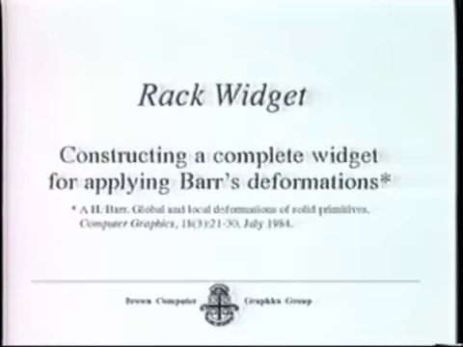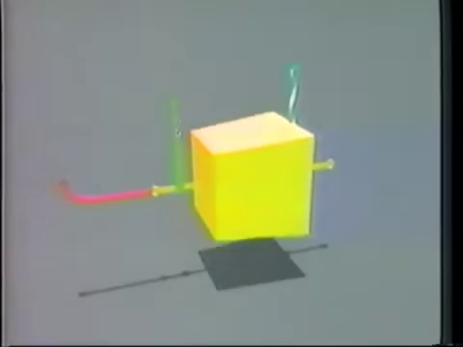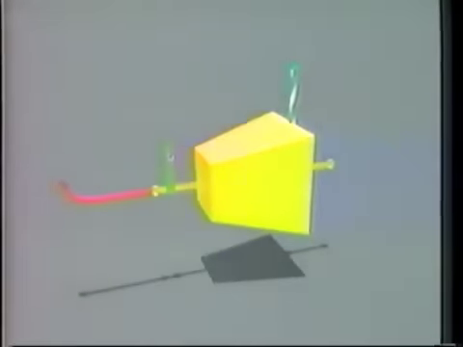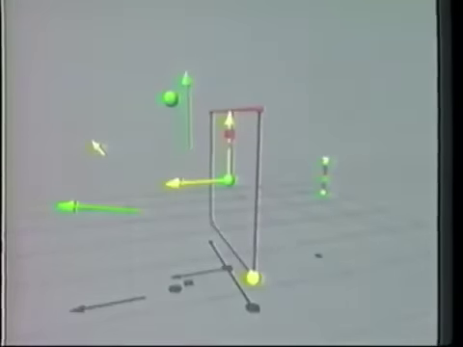In this segment, we demonstrate the interactive construction of a 3D widget for performing bar deformations on objects. Here, we see the original version of our rack widget, implemented by writing a complicated program in our scripting language. By manipulating one of the 3 handles, the user may taper, bend, or twist the 3D object on the rack. Now, we'll build a similar rack widget using our toolkit.